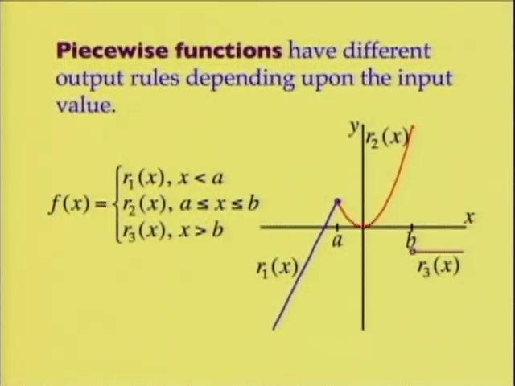First, I should tell you exactly what I'm talking about. A piecewise function has different output rules depending upon which values you put in. So, for values in this case less than a, I would use this rule, and for values between a and b, actually including a and b, I would use r sub 2, this rule, and then for x greater than b, I would use this rule.